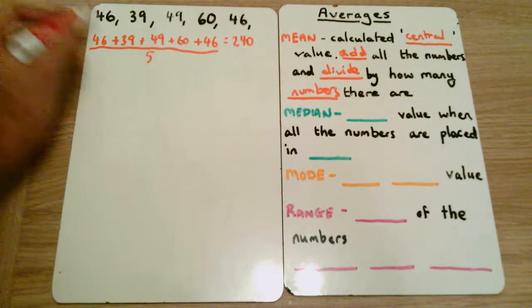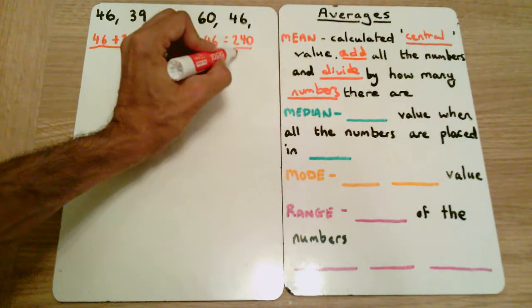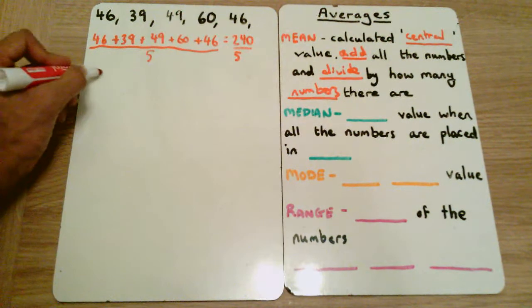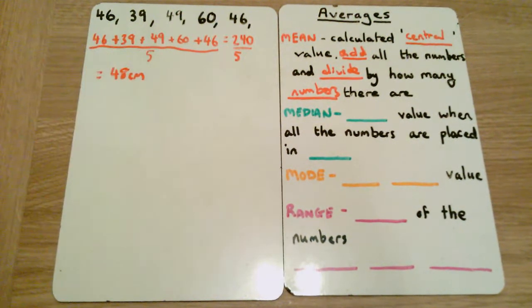So we divide by 5 because there are 1, 2, 3, 4, 5 plants. And when we divide that by 5, we get a value of 48 centimeters. And that's why we call it a central value, because we've effectively found the average value of those 5 values. So it means roughly these plants are going to be around 48 centimeters high. Now that's one way of working out an average.